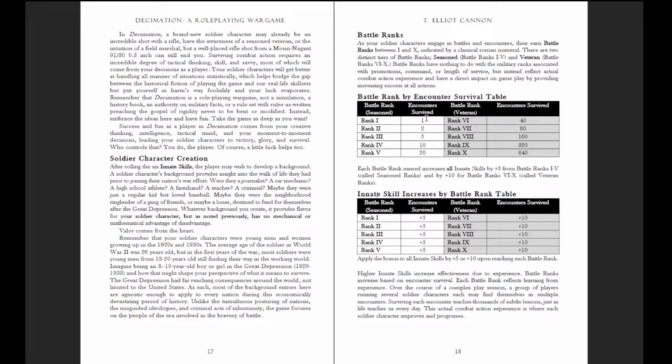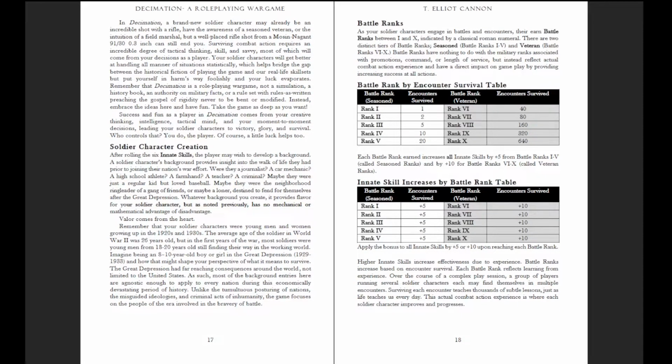As you survive encounters, which can be slightly subjective for your game master, but it's pretty obvious, like you survived the encounter, you didn't necessarily get killed or shot. You could have gotten shot, but you didn't get killed. Every time you gain a battle rank, you gain an innate skill increase. So let's go on to the next page here.